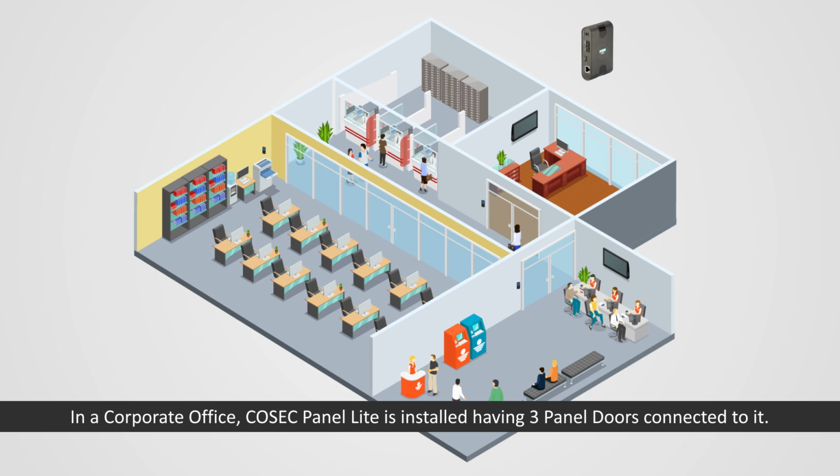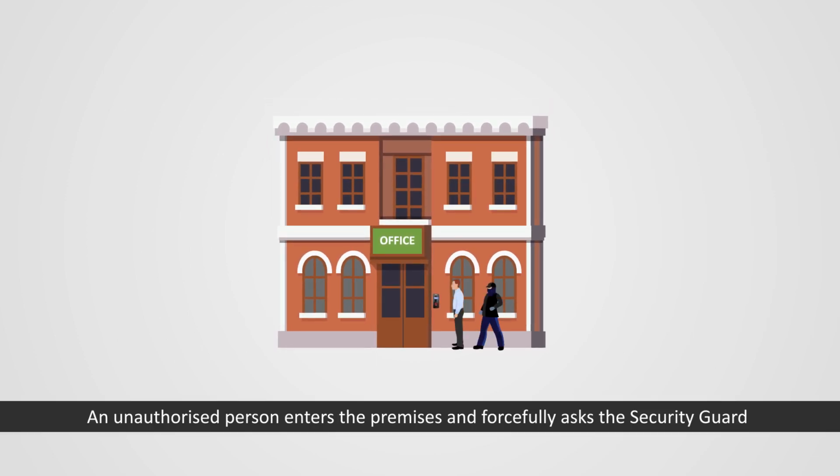Consider a scenario. In a corporate office, a COSEC Panel Lite is installed, having 3 panel doors connected to it. An unauthorized person enters the premises and forcefully asks the security guard to access his credentials to open the main door. The security guard must inform the manager about this and alert the employees still working on the premises.